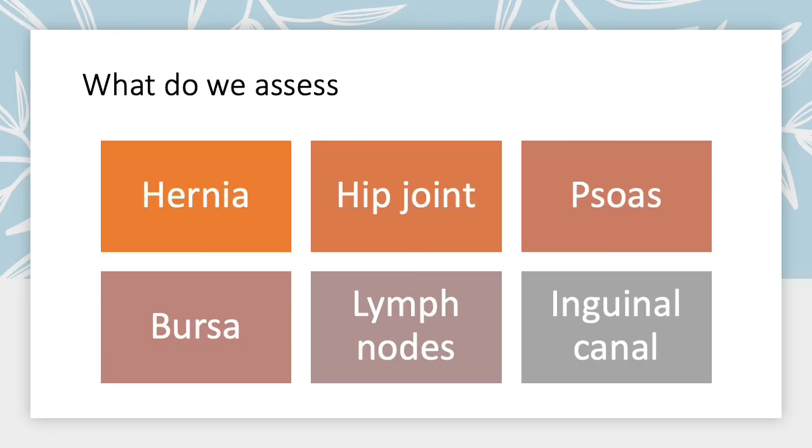Apart from hernias, we can also look at the hip joint to see if there is any fluid or effusion within the hip joint. There are also hip flexors, the main one being the psoas tendon, and that attaches near the hip joint, and we can assess the psoas tendon as well as the other hip flexors fairly well with ultrasound. These hip flexors can also develop something called bursitis.